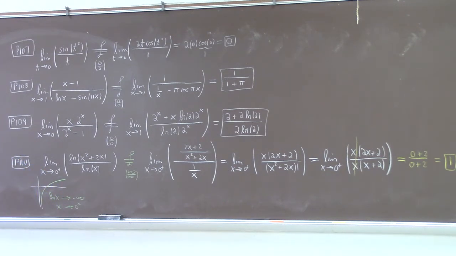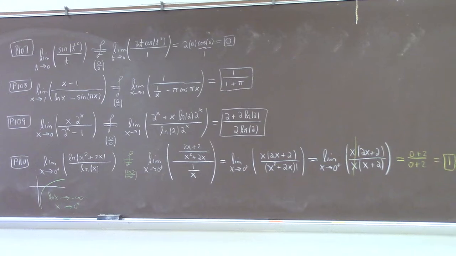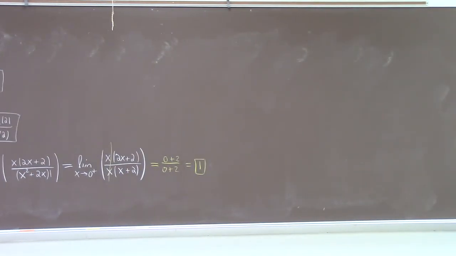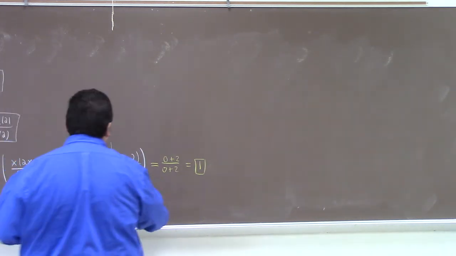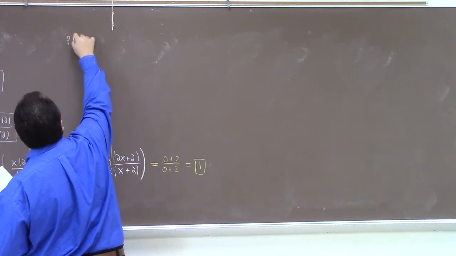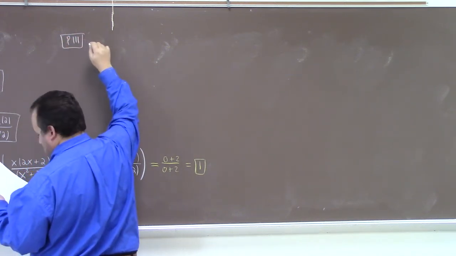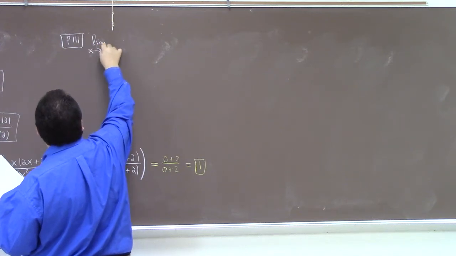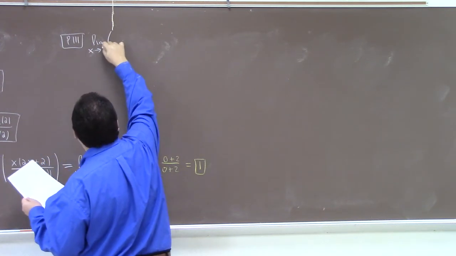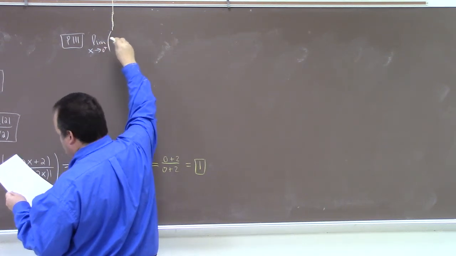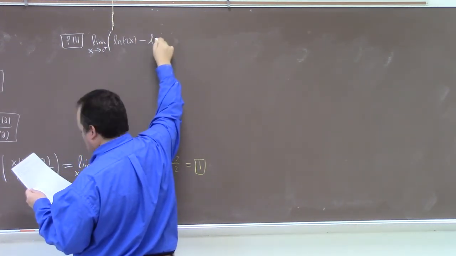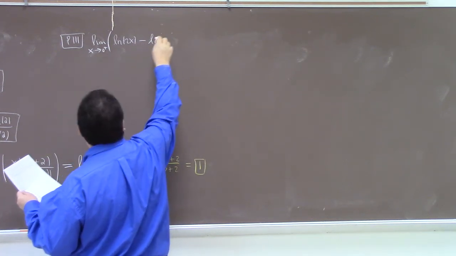Ooh, problem 111 looks fun. Let's try that one out. So we're supposed to calculate the limit, x goes to 0 from the right, of log 2x minus the natural log of x plus 1.